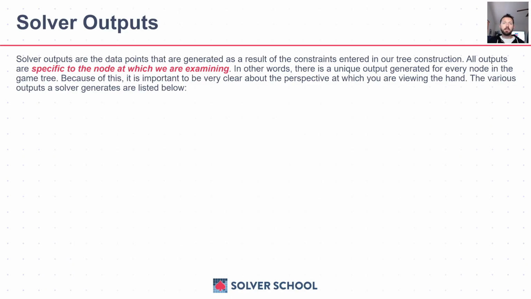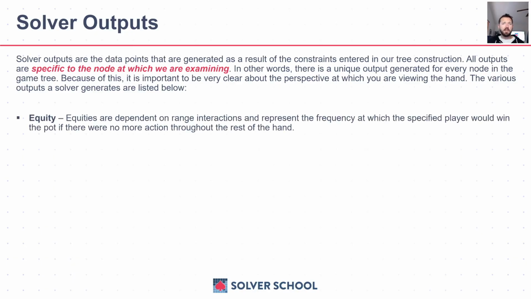What I mean by this is that the expectation value of each player, the equity of each player, other metrics will be very specific to each individual node, and as you work through the game tree, those values will differ. So you need to be very specific at the individual node at which you're looking at things for each individual output. I've mentioned a couple of the outputs already.